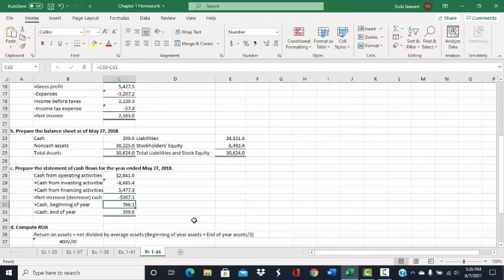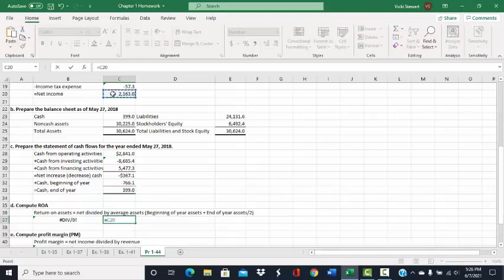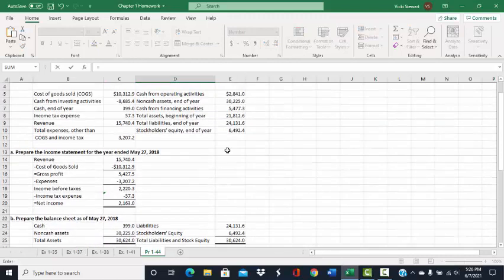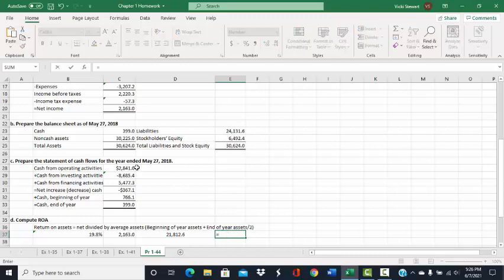The next thing it asks us to do is to compute the return on assets. So remember that return on assets is equal to net income divided by average assets, which is beginning of the year assets, plus end of the year assets divided by 2. So our net income, which we calculated, was $2,163 million. Our beginning of the year assets are given to us in the problem as $21,812.6 million.